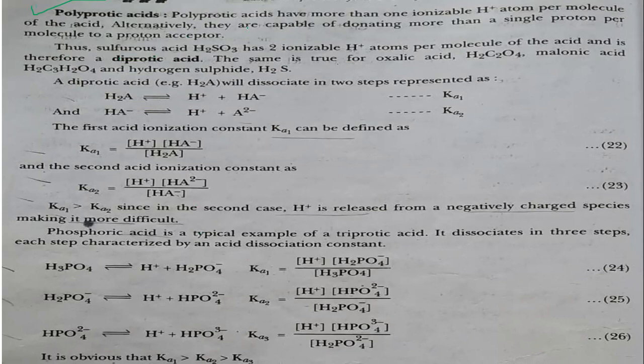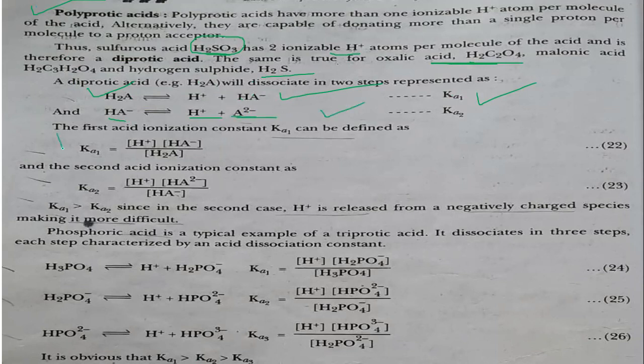See, polyprotic acids have more than one ionizable proton per molecule, and they can donate more than a single proton per molecule. So this is sulfurous acid, H2SO3. It gives 2 H plus ions. Here H2C2O4 gives 2 H plus ions. H2S gives 2 H plus ions. This is the general diprotic acid, H2A. The first dissociation constant is Ka1. In the second dissociation, this molecule undergoes dissociation to release 1 H plus ion and becomes A2 minus, which gives the second dissociation constant.